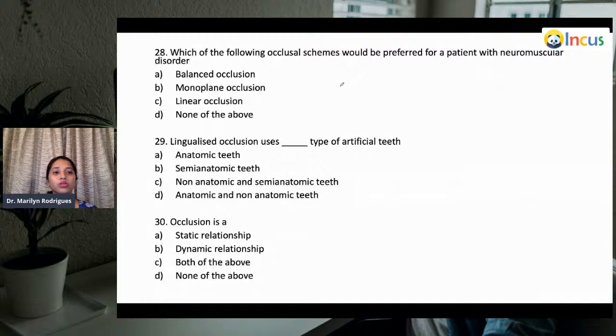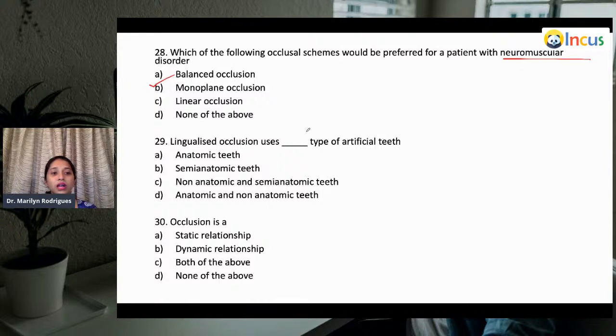Which of the following occlusal schemes would be preferred for a patient with neuromuscular disorder? Neuromuscular disorder, I said the indications for monoplane occlusion is, okay, neuromuscular disorder. So the answer to this is B, 28B, monoplane occlusion.